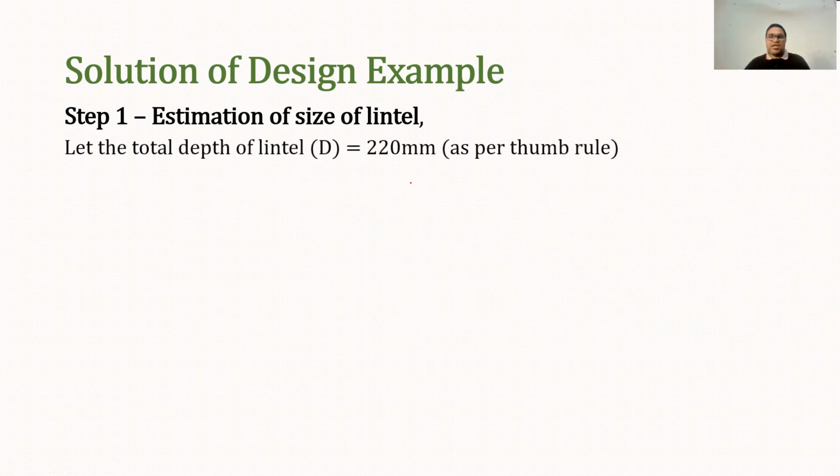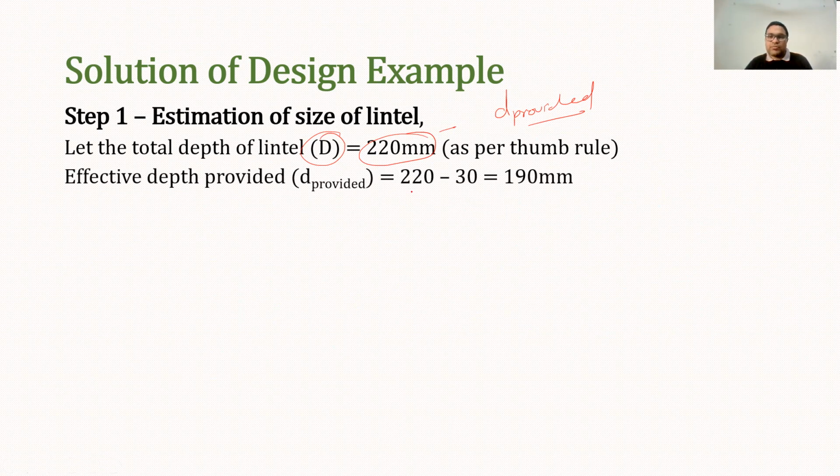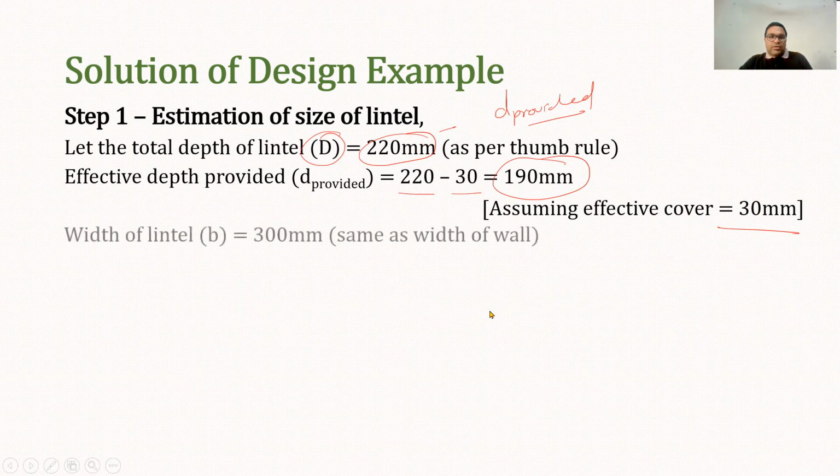So here I have written the total depth of lintel, say we are assuming this as 220 mm, and with this we can find out the effective depth or D provided. So D provided is basically D minus effective cover. So for that we have to assume effective cover. So assuming effective cover as 30 mm, overall depth minus effective cover equals 190 mm. So this is the D provided for our initial estimation. Now width of lintel beam is 300 mm.